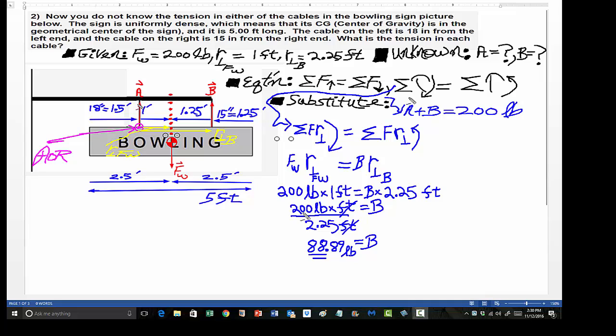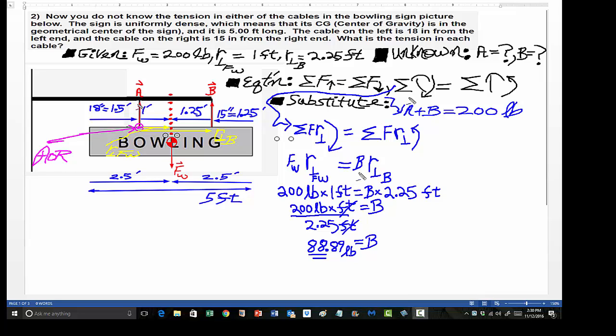We can now solve for the unknown force B. B is 200 pounds times feet divided by 2.25 feet, which to 4 significant figures, since this is a 3 significant figure problem, is 88.89 pounds. Note that by picking the axis of rotation at the point of application of the unknown force vector A, A's magnitude did not appear in this equation. Therefore, we could solve for the unknown B in this equation.